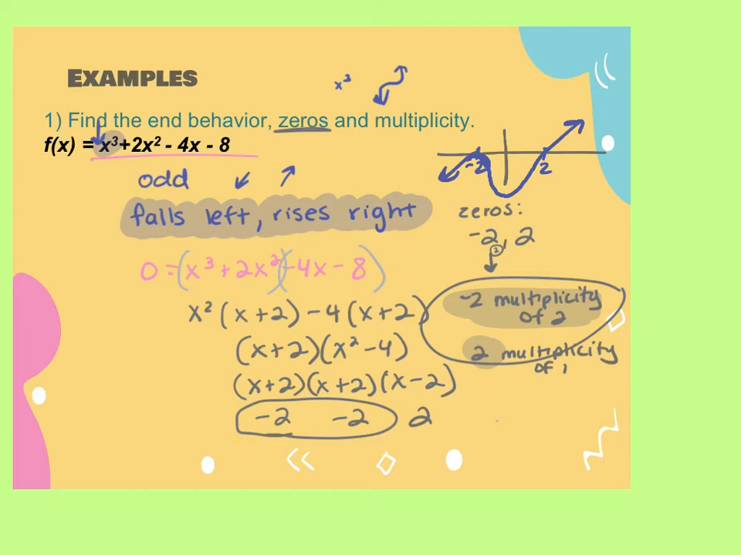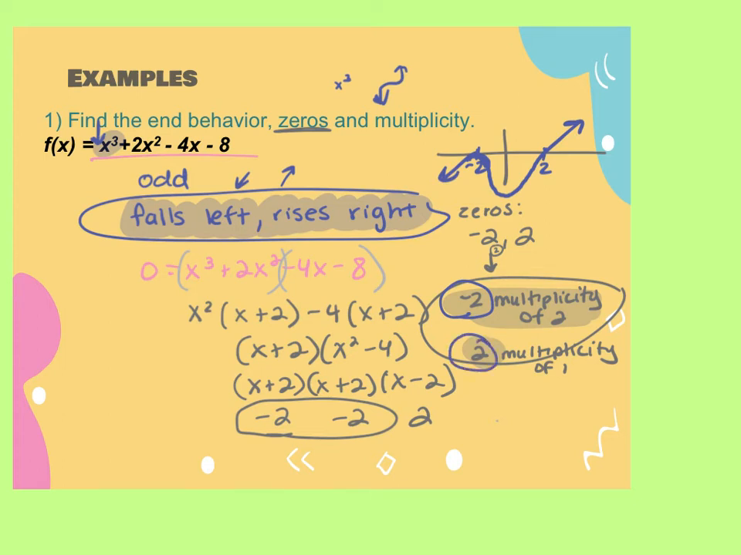So the end behavior is odd and the multiplicity is even? No. For this problem? The end behavior is falls left, rises right. The degree is odd. But that's what determines the end behavior. Oh. This is end behavior. And then zeros, zeros are -2 and 2. Multiplicity of -2 is 2. Of +2, the multiplicity is 1. Okay.